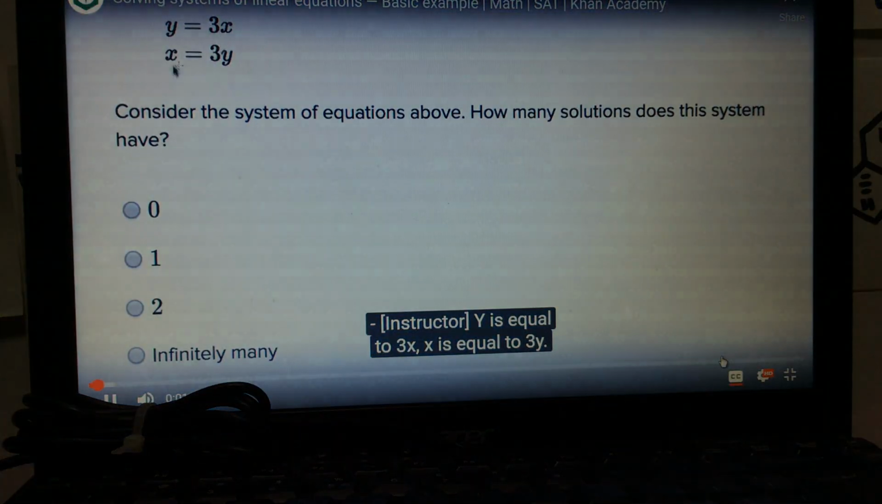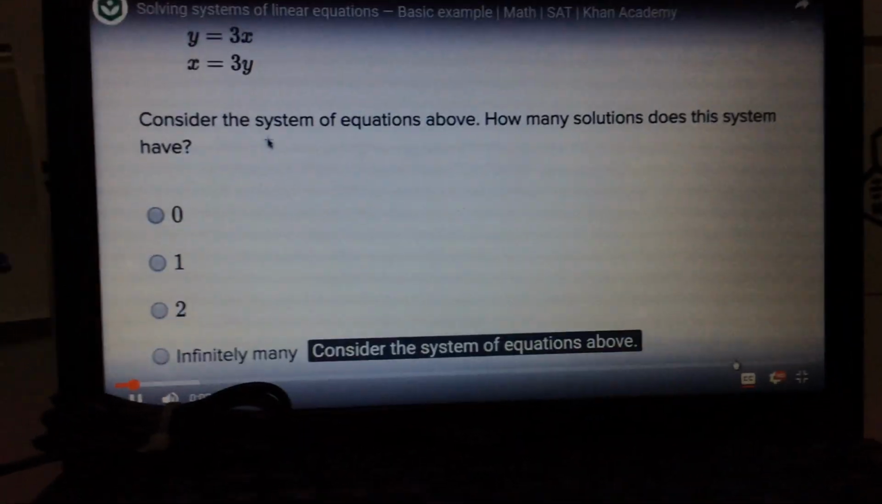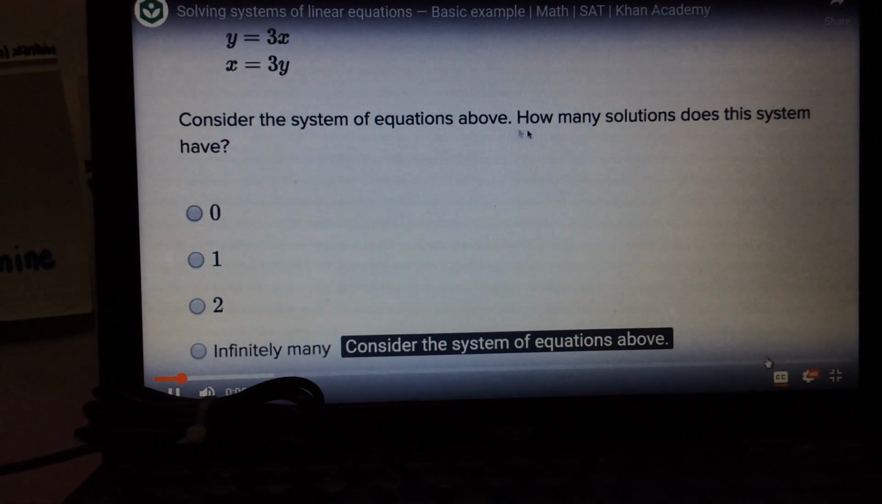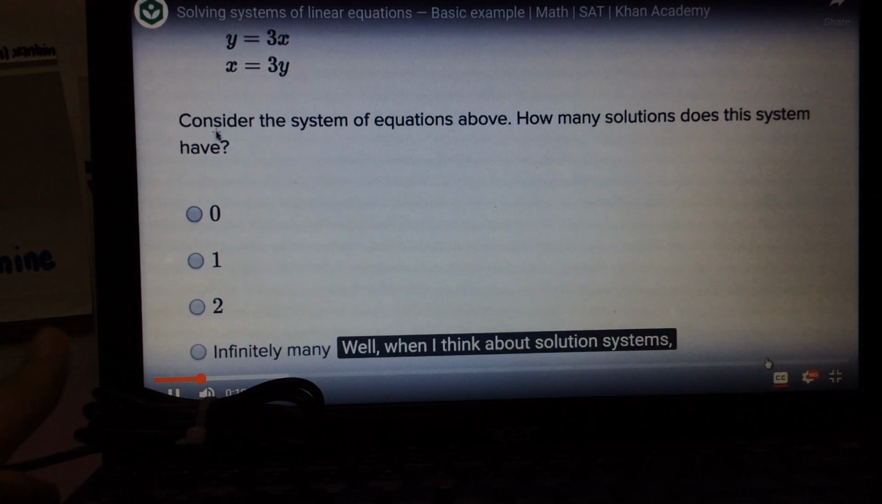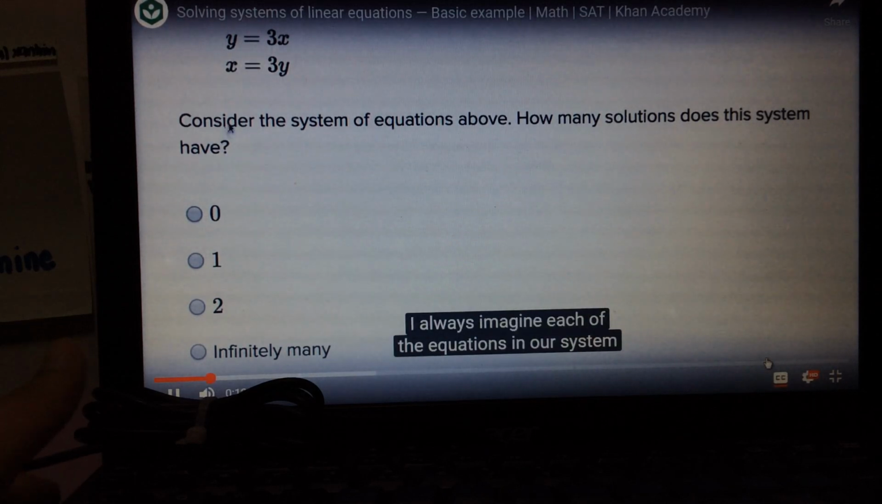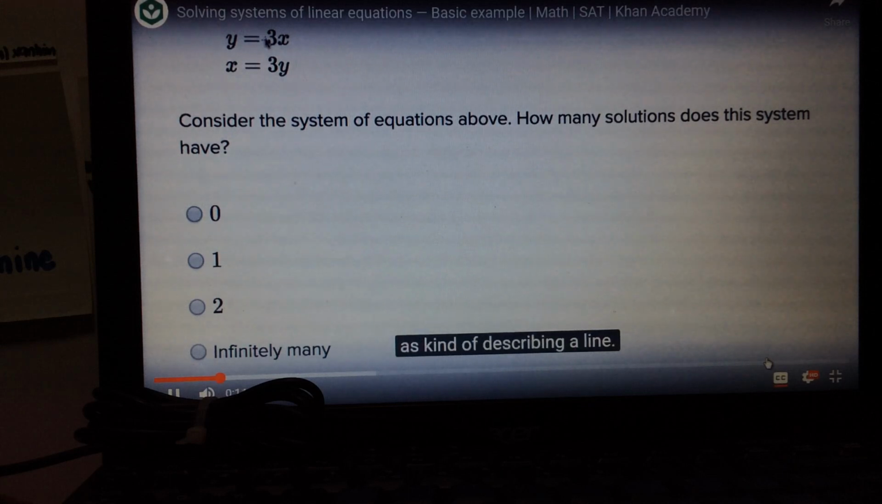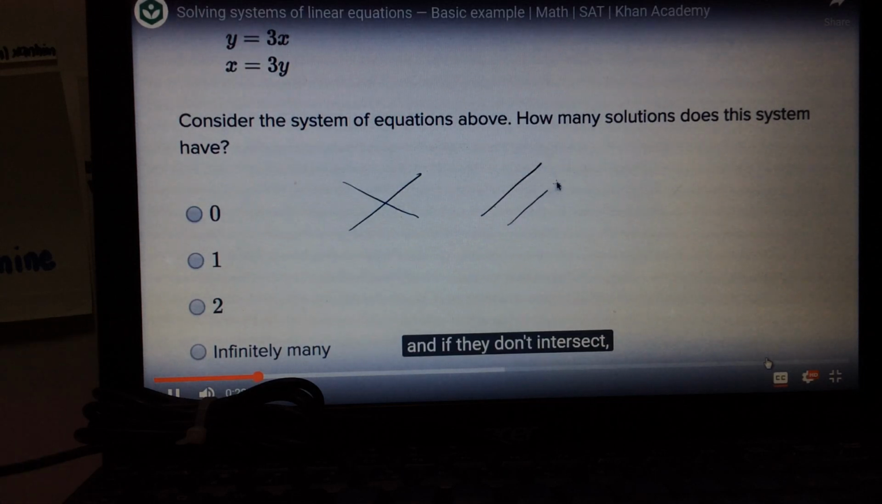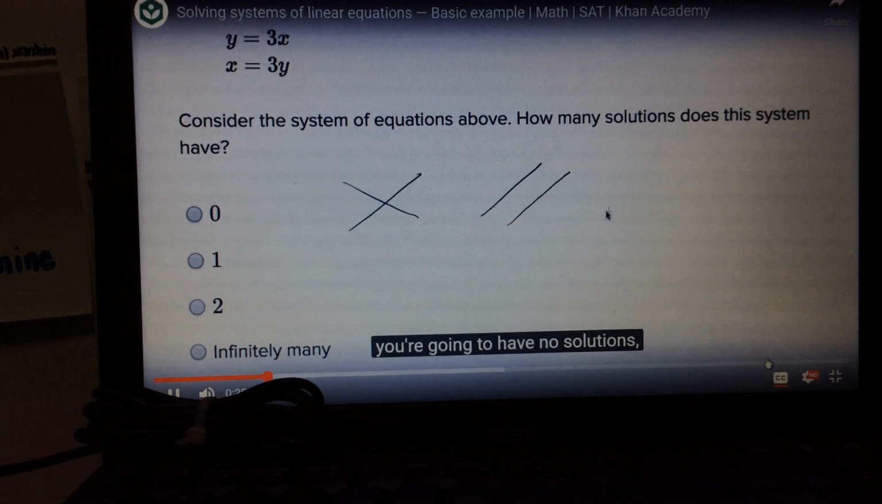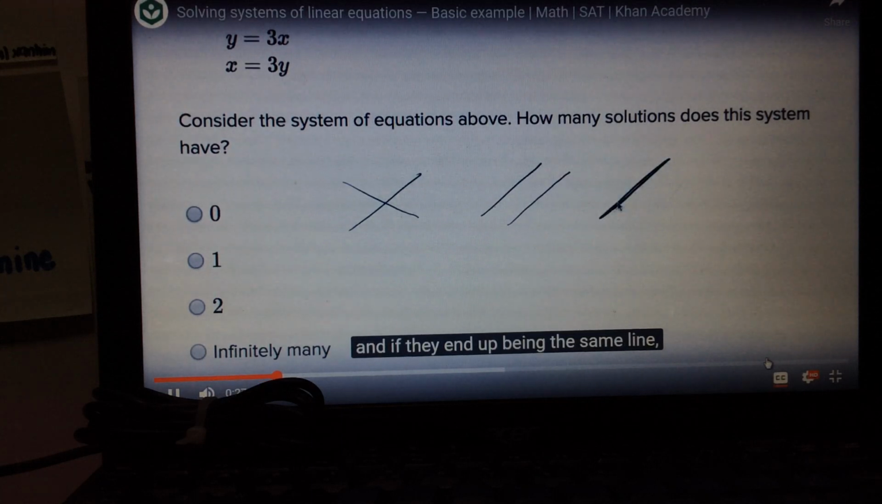Y is equal to 3x, x is equal to 3y. Consider the system of equations above. How many solutions does this system have? Well, when I think about solutions to systems, I always imagine each of the equations in our system as describing a line. If the two lines intersect, you're going to have one solution. If they don't intersect, you're going to have no solutions. And if they end up being the same line, you have an infinite number of solutions.